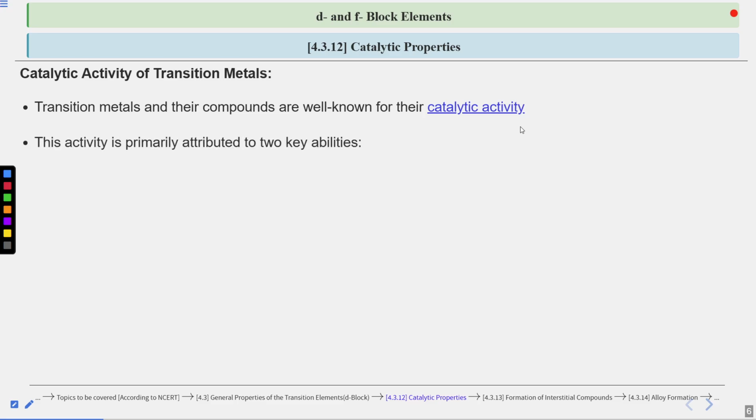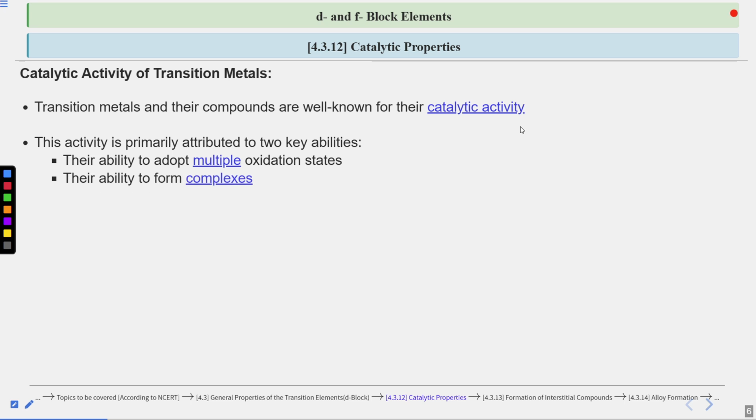This activity is primarily attributed to two key abilities. Now, why do the transition metals show catalytic activity? It is due to two major abilities of the transition metals. First, their ability to adopt multiple oxidation states, or you can say they have the property to attain various oxidation states, or to be stable in various oxidation states. This is a major reason why they show catalytic activity.